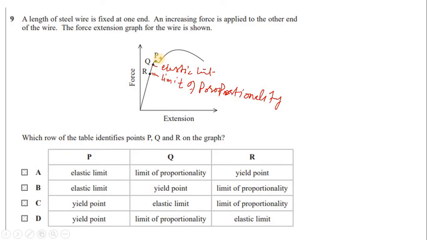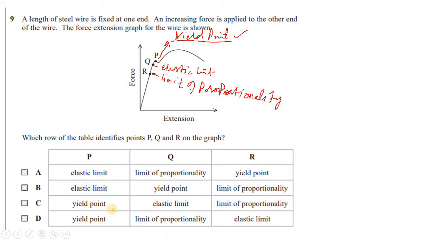And after that we have a point which is called yield point. Yield point is the point at and after which material behaves plastically, and then we say that we have a large extension with a small increase in force. That's how we define yield point. So this is the limit of proportionality, elastic limit, and yield point.